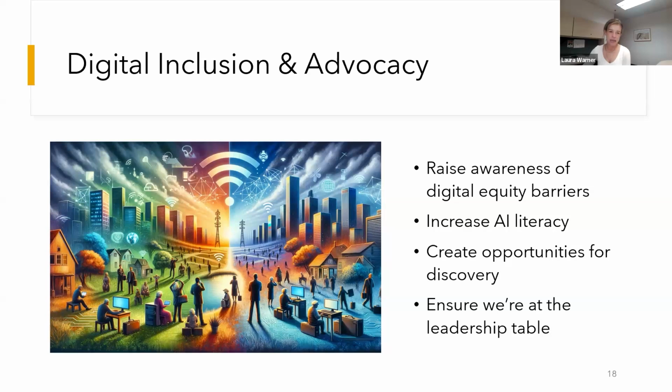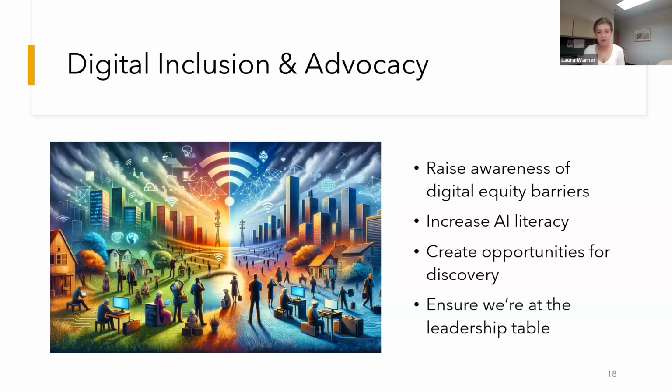And we have a huge role to play in digital inclusion and advocacy to raise awareness of the digital equity barriers. While AI is a huge equalizer, remember there are people without access to the internet, there are people who aren't quite as good at digital literacy, and there are people who just struggle with the fear of AI itself. So we do want to be champions of AI literacy, just like we're champions of literal literacy and digital literacy.